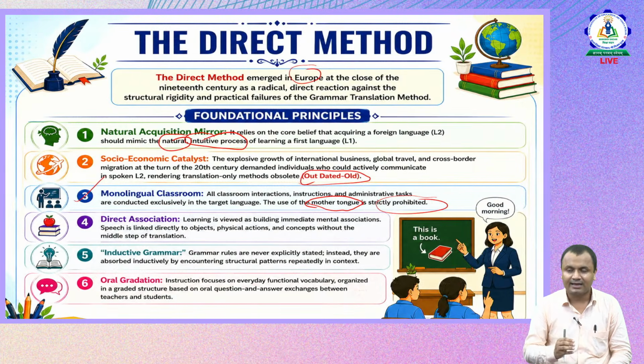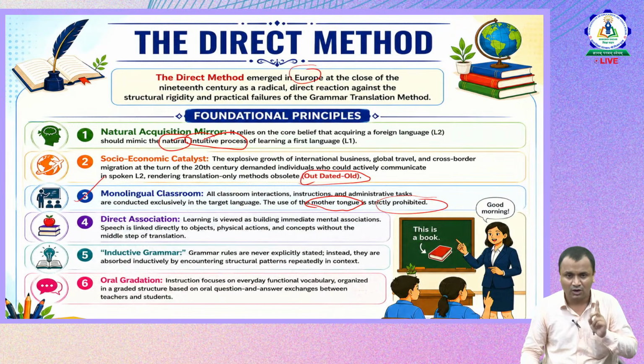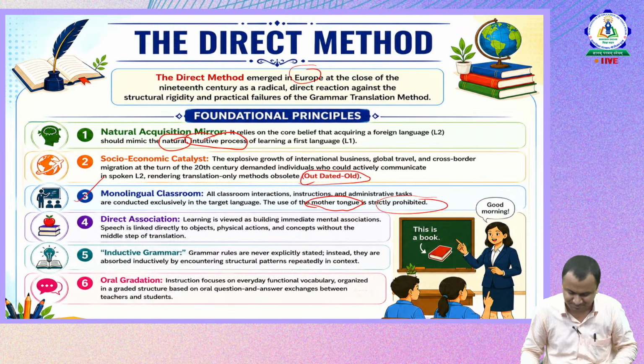So in a classroom where the teaching learning process is being done through the direct method, you'll see only one language being used, that is the target language, that may be French, German or English or whatever language it is, but only one language will get the existence, will get the space in the classroom or in the teaching learning process.